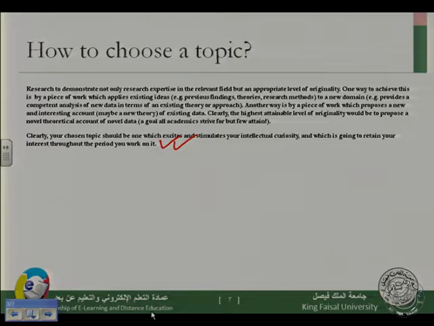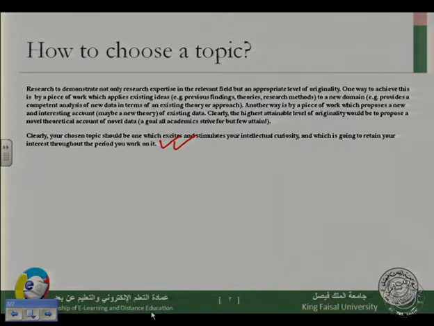Sometimes doing research can take from you 4, 5 years. It should be interesting throughout the period of your work. Sometimes in the middle of your research or at the end of your research, you are going to curse yourself: why did I choose that topic? This is a very dull topic. This is a very hard topic.